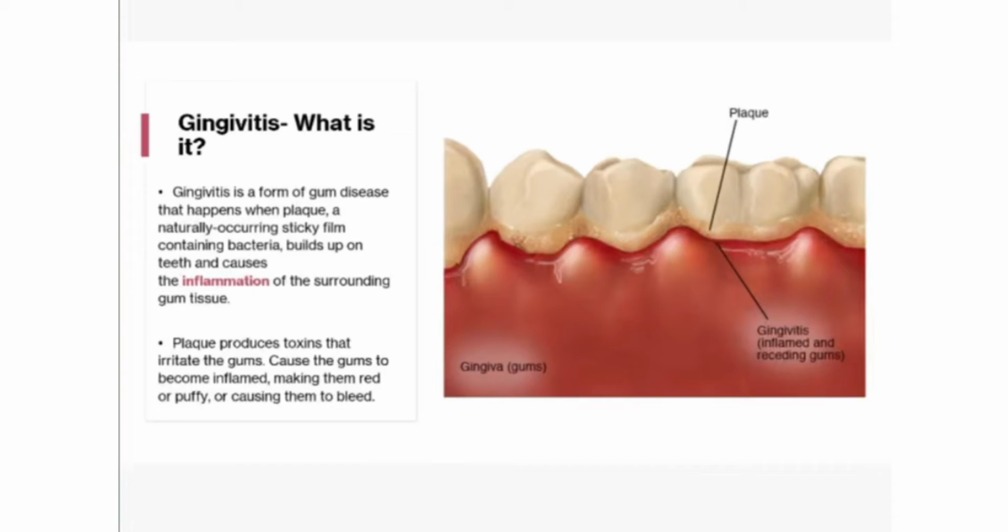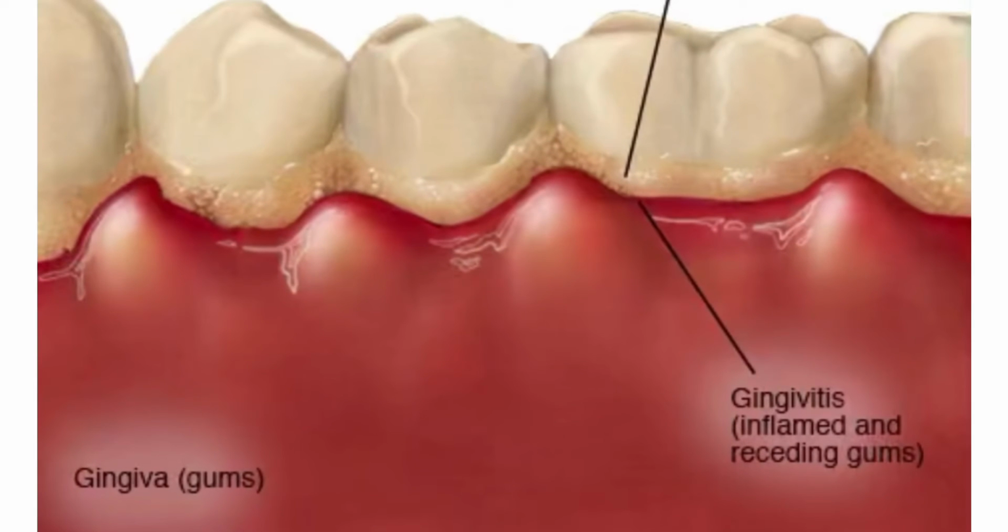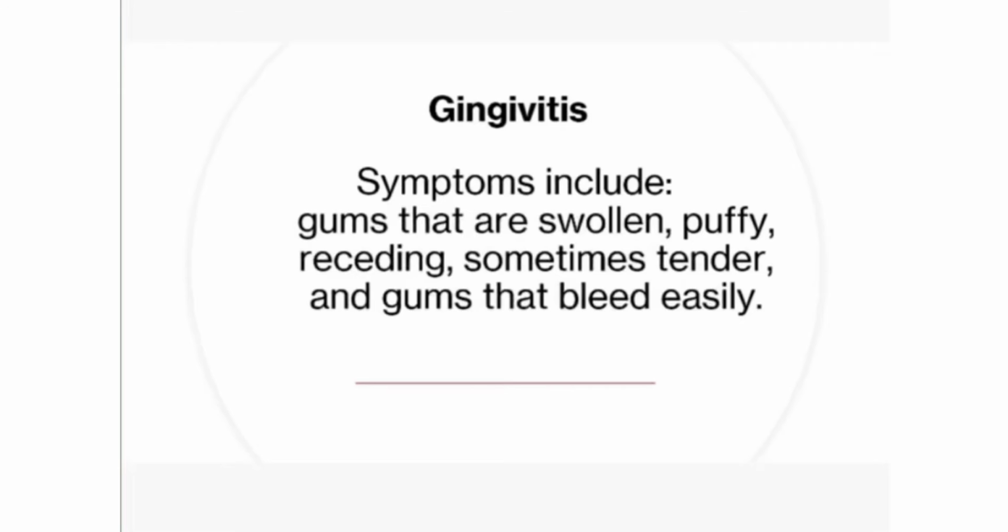Gingivitis is a form of gum disease that happens when plaque, a naturally occurring sticky film containing bacteria, builds up on the teeth and causes inflammation of the surrounding gum tissue. Plaque produces toxins that irritate the gums, make them red, puffy, and cause them to bleed. Some symptoms of gingivitis are swollen gums, gums that easily bleed, puffiness, receding gum line, and tenderness.